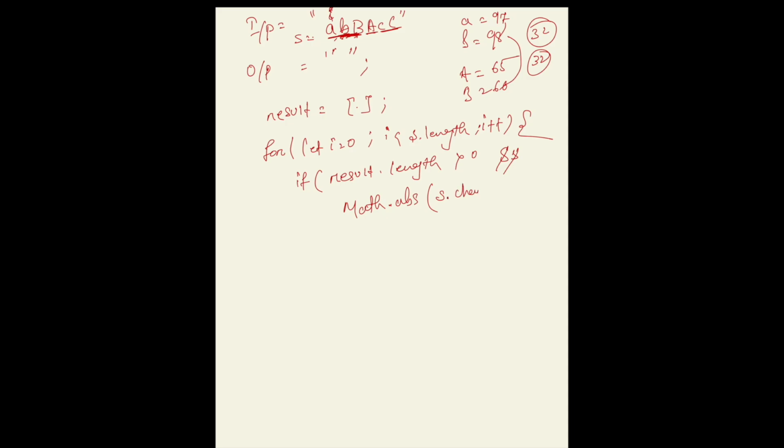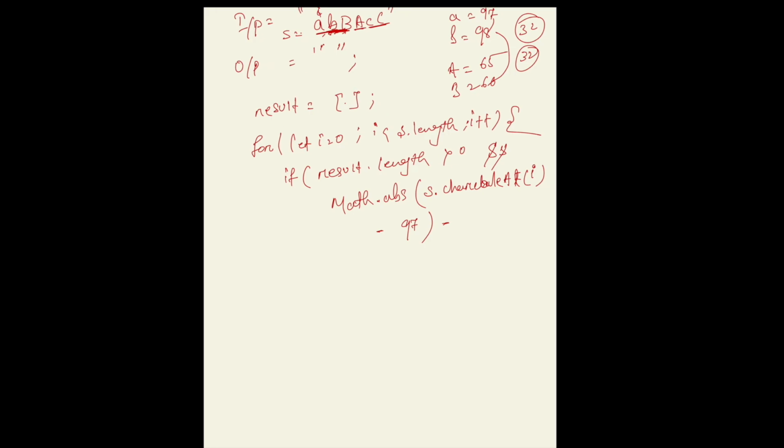So Math.abs of ch.charCodeAt(0) minus, we can write it like this, a.charCodeAt(0). Instead of that, I am directly writing 97, minus result dot, result.length minus 1, the last value.